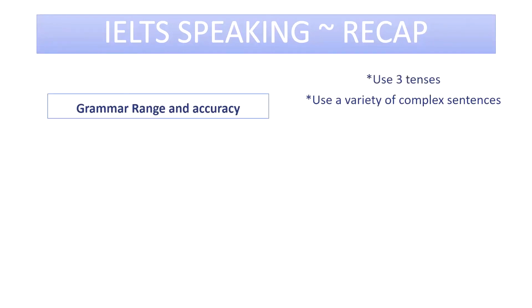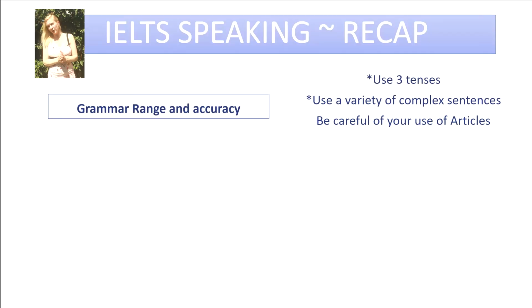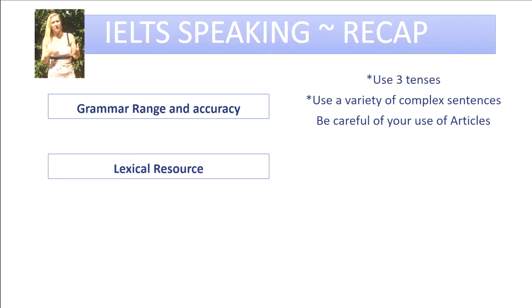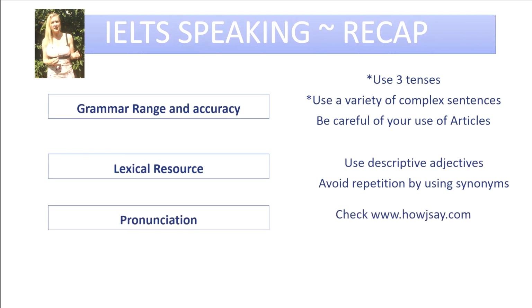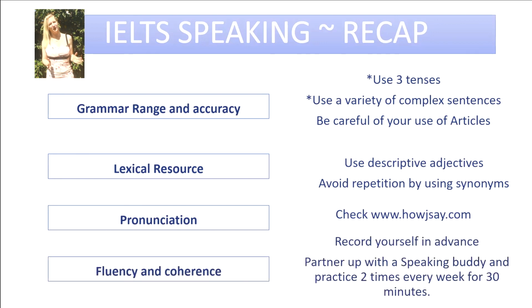So to recap everyone, make sure that you're using different tenses, the present, the past, and the future, so that you're getting a better score for grammar range and accuracy. Be careful of your articles. In terms of lexical resource, try to use different words so that you're not repeating yourself. For pronunciation, use howjsay.com. That will help you if you write in the word and listen to the intonation. And if you're worried about fluency, keep practicing with your speaking buddy.